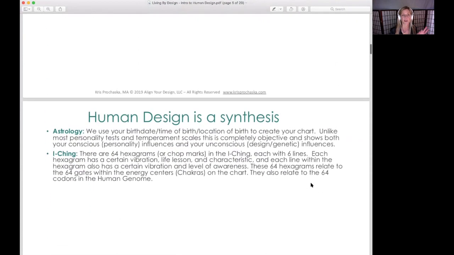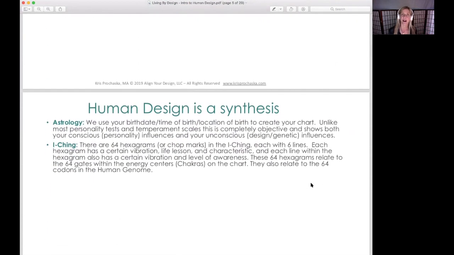The second thing that we're looking at is the I Ching. There are 64 hexagrams, or chop marks, or chops, in the I Ching, and each of them has 6 lines.